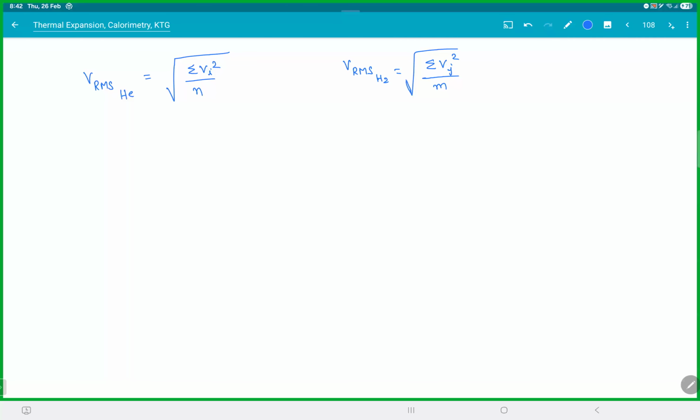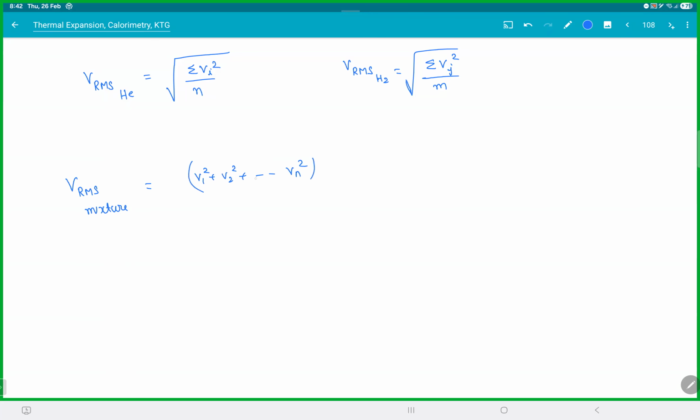Now you tell me, does V RMS care what gas you are talking about? It doesn't care about the mass, right? It will simply count the square of the speed of the molecules by the average. So when you take the V RMS of the mixture, it is simply V1 square, V2 square, so on till Vn square.